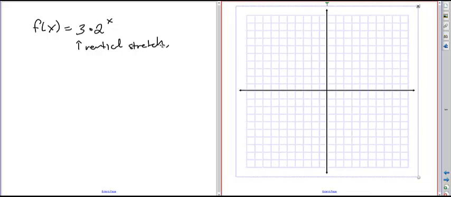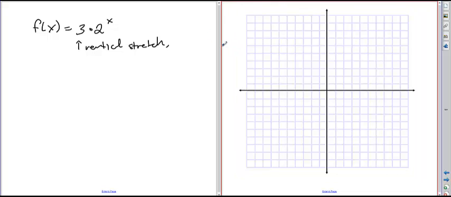Because of this multiplier, it's going to increase even more quickly than it normally does. So it may run out of space pretty quickly, but our parent function, call it g of x this time, is 2 to the x. 2 to the 0 is 1. 2 to the first power is 2. 2 squared is 4. 2 to the third power is 8. And then do the reciprocals, half, a fourth, and an eighth. Okay, so those are the points.